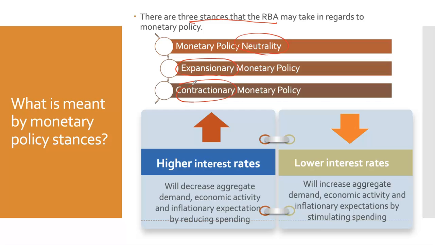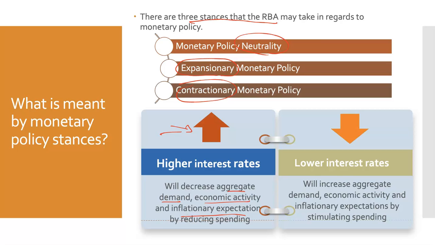The RBA is controlling interest rates. They are controlling interest rates to influence inflation. And they're influencing inflation because inflation is going to be a driver of economic activity, confidence, living standards. So the RBA, if they make a decision to increase interest rates, they know that this will decrease aggregate demand, decrease economic activity, and hopefully decrease inflation by reducing spending, because there'll be less ability to spend if you're paying more money for your debt.